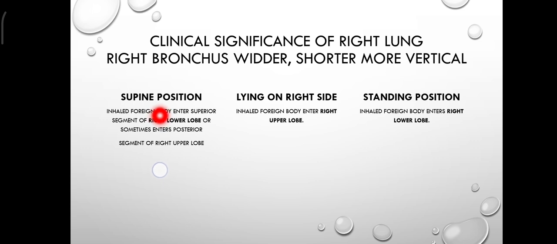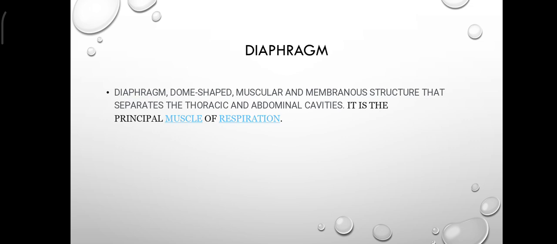For example, in supine position, inhaled foreign object will enter in the right lower lobe, while if the patient is lying on the right side, inhaled foreign object will enter in the right upper lobe, and if the patient is in the standing position, inhaled foreign object will enter in the right lower lobe. These are the different positions where the aspirated foreign body will dislodge because right bronchus is wider, shorter and vertical.